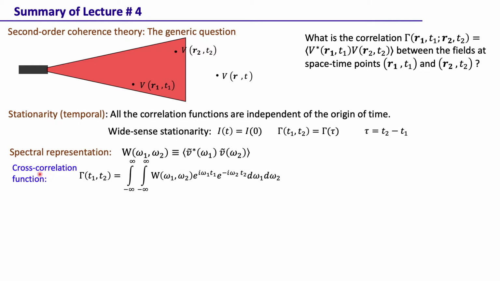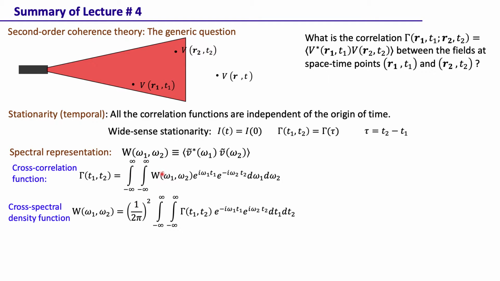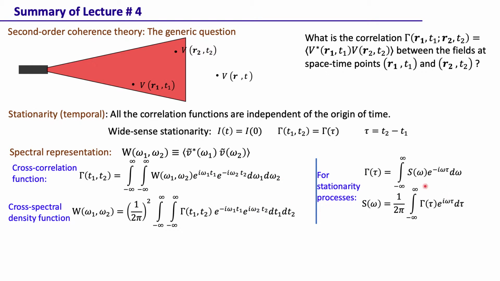The cross correlation function, this gamma t1 t2, can be represented in terms of the cross spectral density function as a two-dimensional Fourier transform. Of course, if we invert it, we represent W in terms of the cross correlation function. So gamma and W form a Fourier pair in the two-dimensional sense, and this is what's called the generalized Wiener-Khintchine theorem. For a stationary process this simplifies a lot, and we have the autocorrelation function and the spectral density forming a Fourier transform pair, called the Wiener-Khintchine theorem.